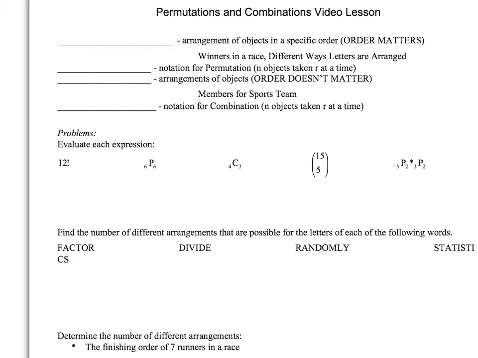Today we're going to start our last unit on probability. Today mainly we're looking at permutations and combinations, and a lot of it is actually calculator work. Permutations and combinations arrange objects.